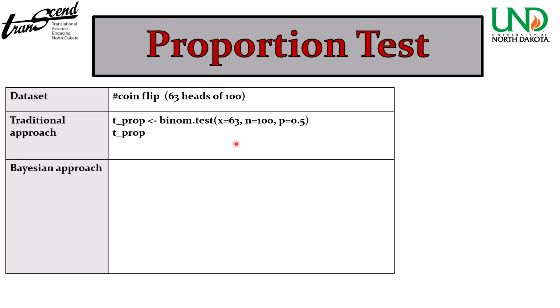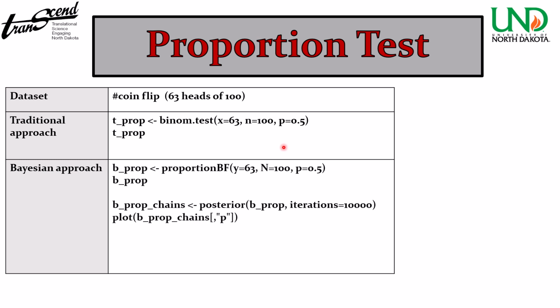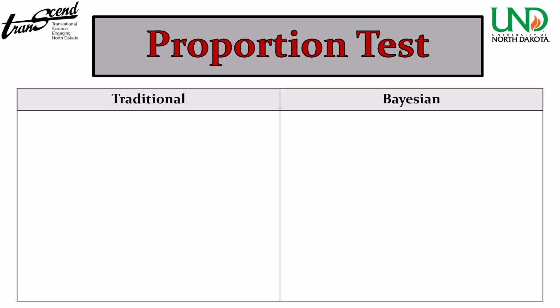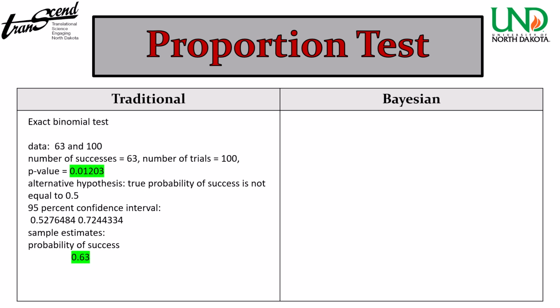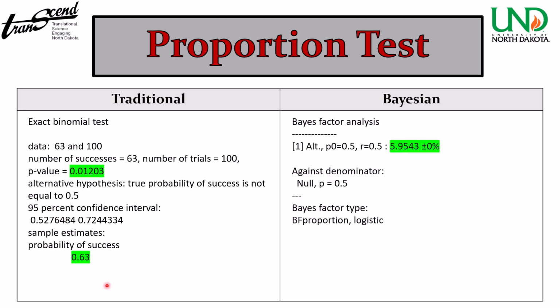So our x variable is 63. The number total is 100. And the proportion we're looking to compare against is 0.5. We can do proportion BF, Bayes factor, same sort of setup here, and we can test posterior, etc. And so what we find here with the exact binomial test for 63 heads out of 100 compared to 0.5 as our proportion, the p-value was significant because our probability of success was 0.63 compared to 0.5, and that was significant. If we look at Bayes, our factor here is going to be 5.9.